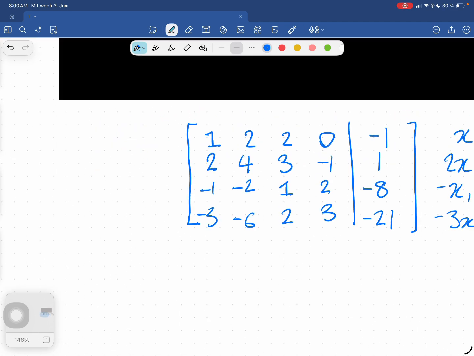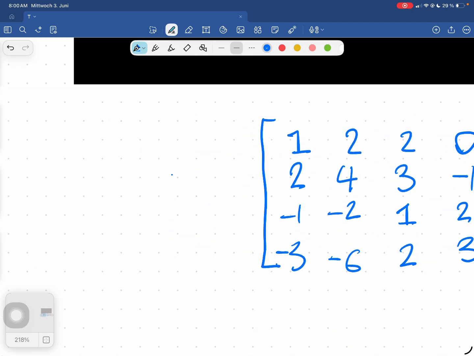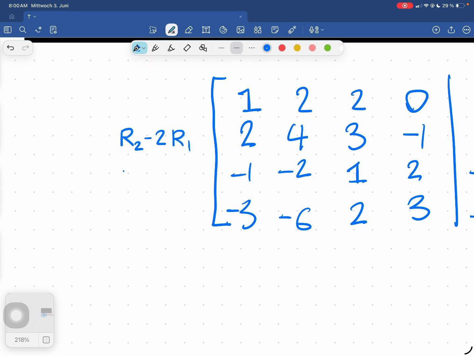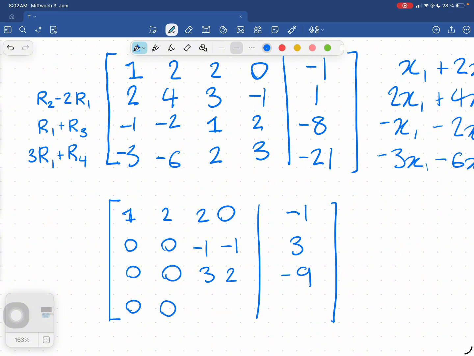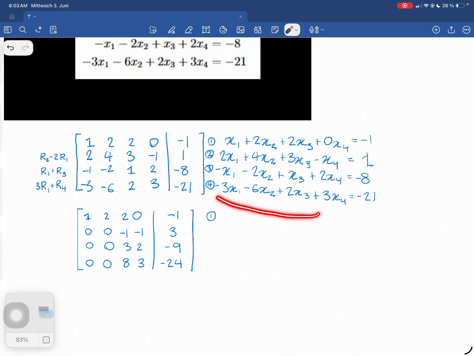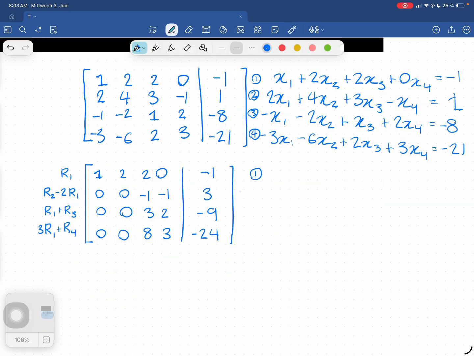So what I can do to eliminate 2 and 4, I can do R2 minus 2R1. And here we can do R1 plus R3. Here we can do 3R1 plus R4. And for this set of equations right here, we can apply the same logic. So R2 minus 2R1, this should actually be here.